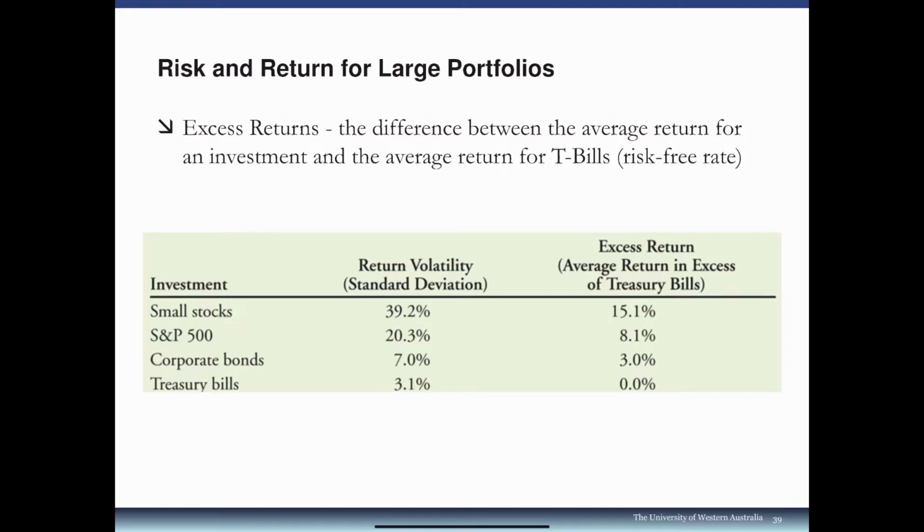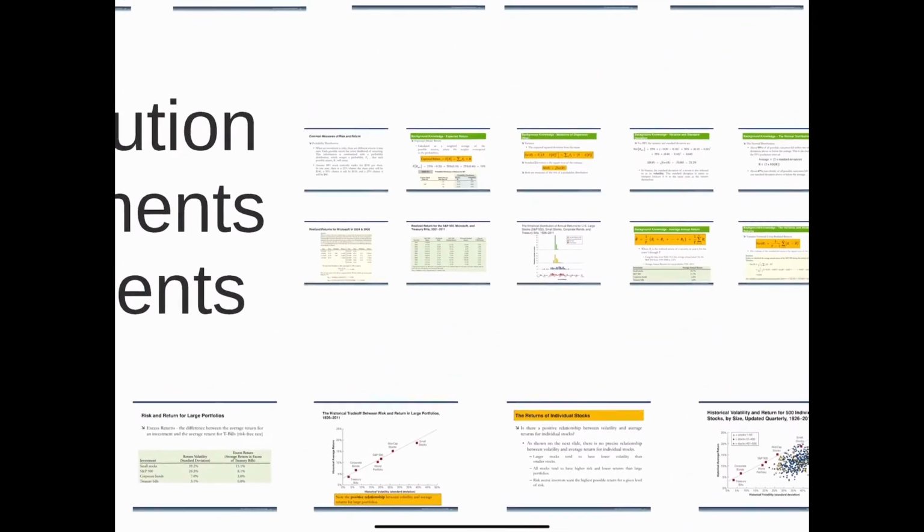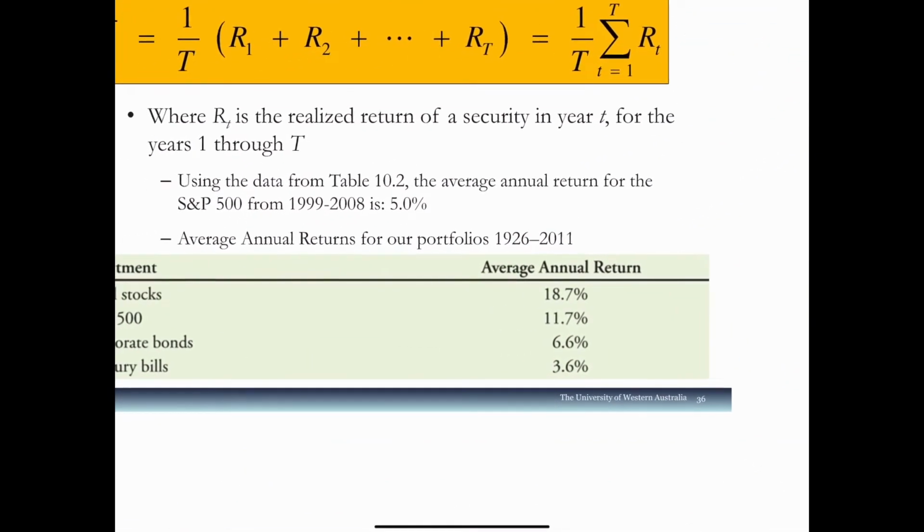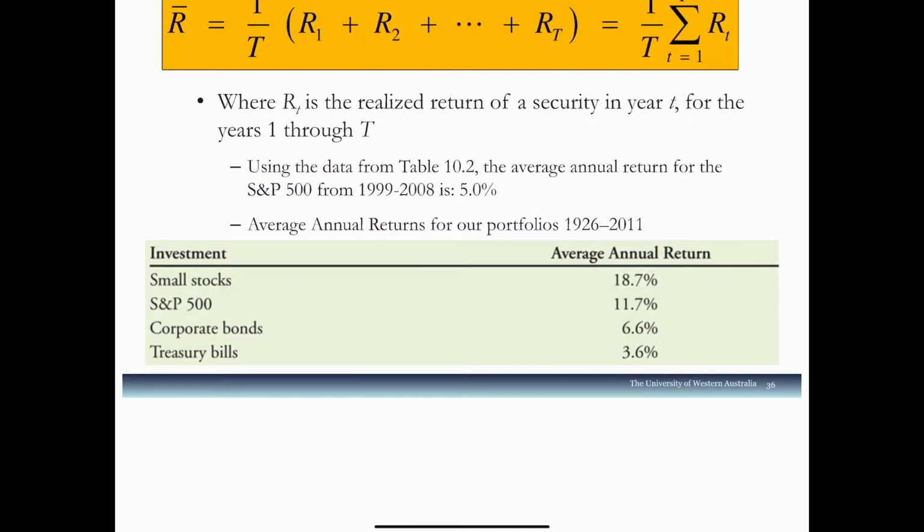And alongside it is the excess return. In finance, we talk about excess return a lot. Excess return means the return I generate on top of what I could already obtain from treasury bills. Let's just say the treasury bills return is 3.6%. So that gives me the absolute benchmark.